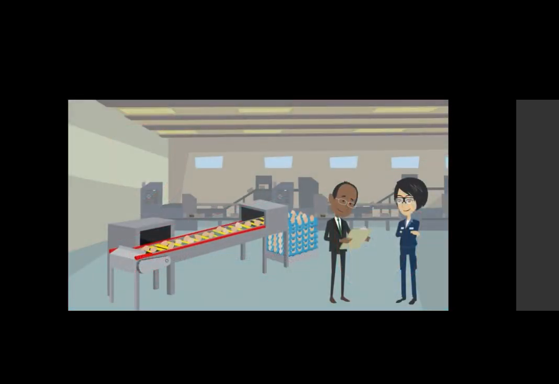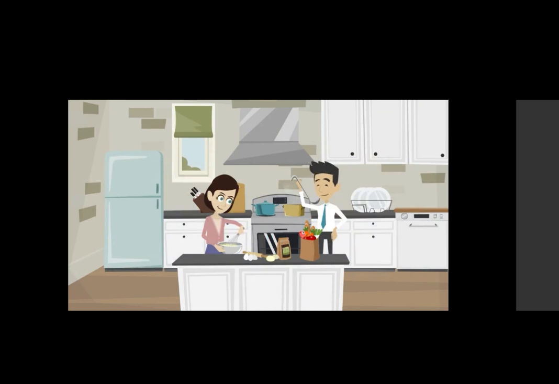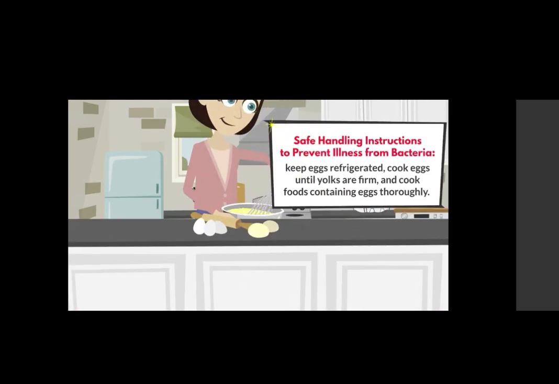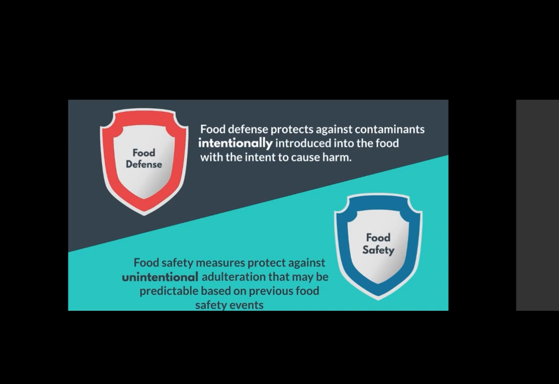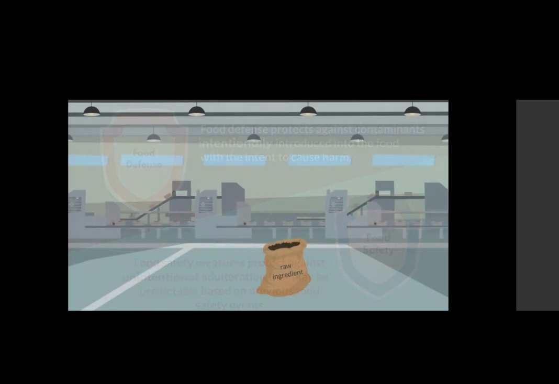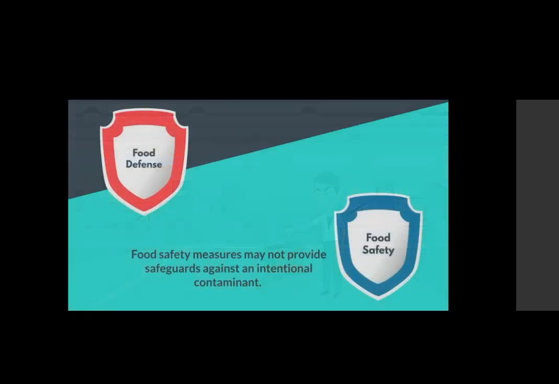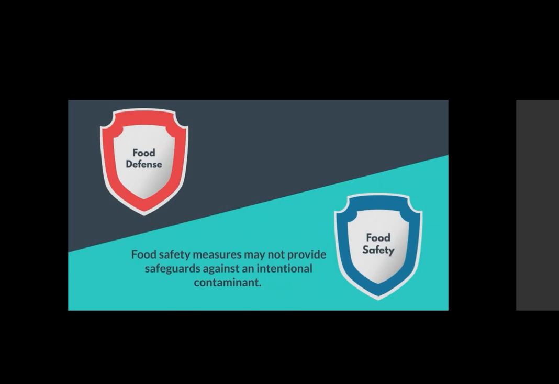For instance, we know that eggs may be susceptible to unintentional salmonella contamination, so pasteurization steps and cooking suggestions are incorporated based on this anticipated hazard. Food defense is a little different. Food defense, in contrast, protects against contaminants intentionally introduced into the food, with the intent to cause harm. Intentional acts may be more difficult to anticipate. Food safety measures may not provide safeguards against an intentional contaminant. That's why food defense measures to prevent intentional adulteration are critical.